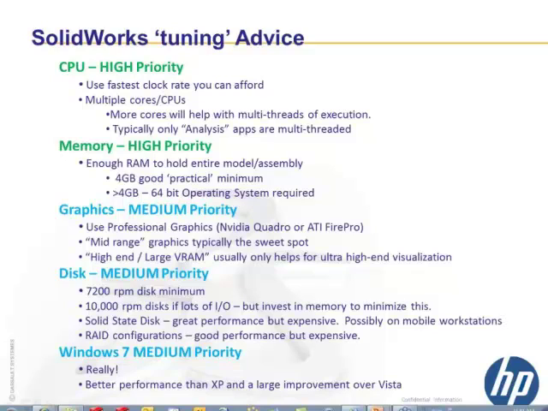Typically, a dual core is fine. Sometimes quad core, but you really want the fastest clock rate. You really want enough memory. 4 gig is the real practical minimum, and you can go up from there as your budget allows. Graphics are also a really key part. I'm sorry, is there a question?